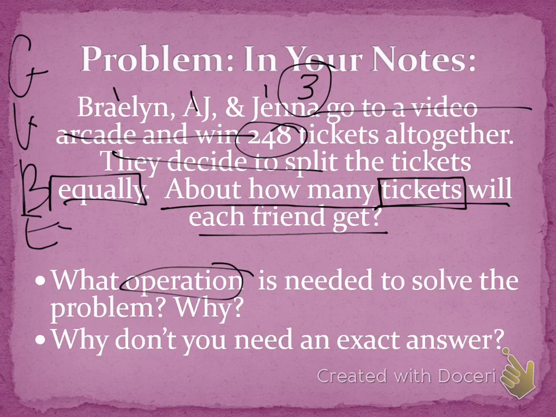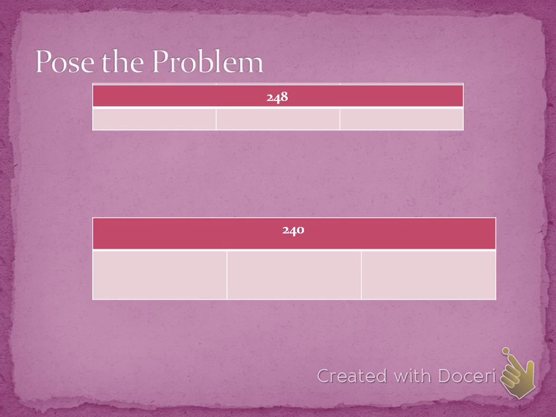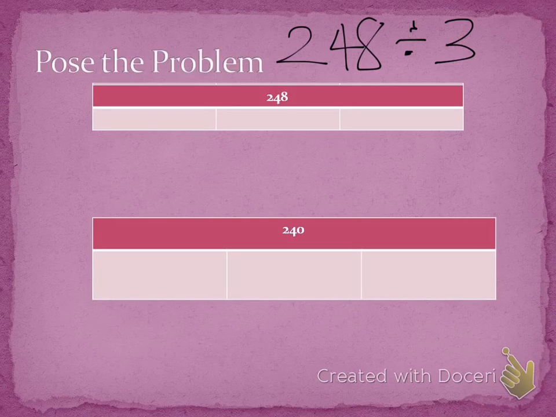Why don't you need an exact answer? So in this problem, we know we're estimating because of our keyword about. Whenever you see the word about, you know that you don't have to give an exact answer. You're working on an estimated answer. Using the numbers I've been given, I have 248 divided by the 3 people. So I've got my total.